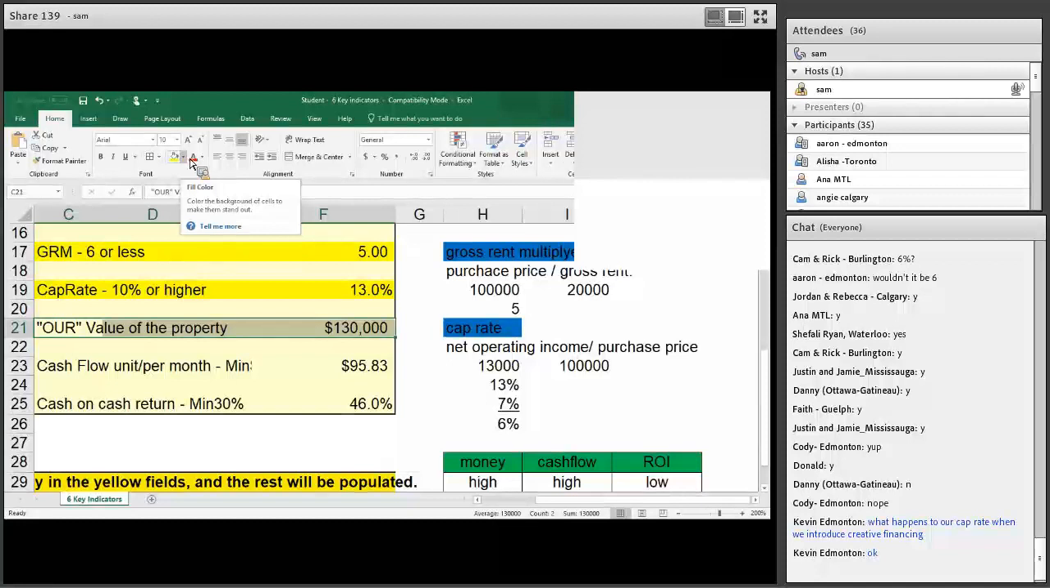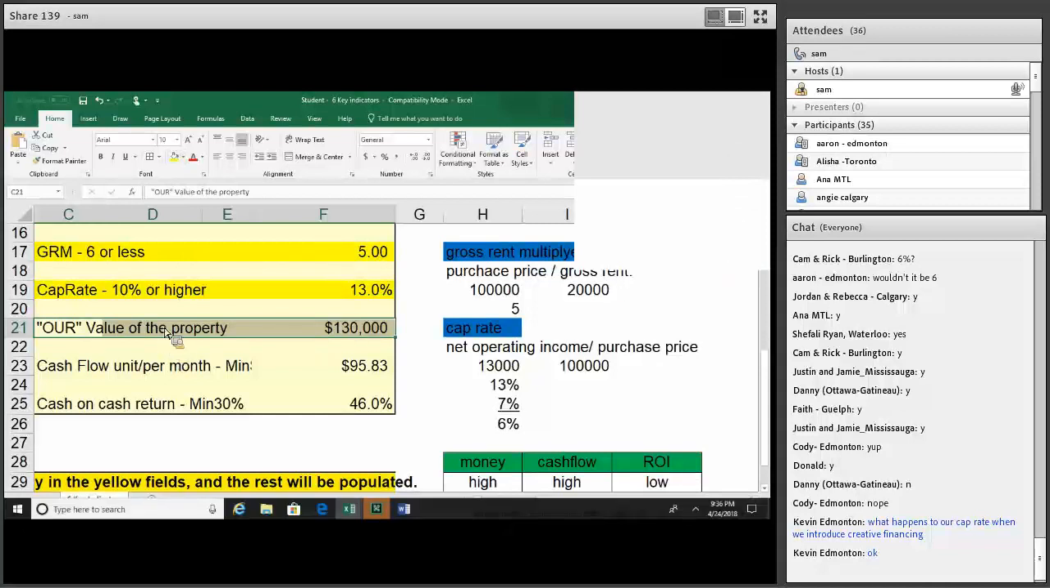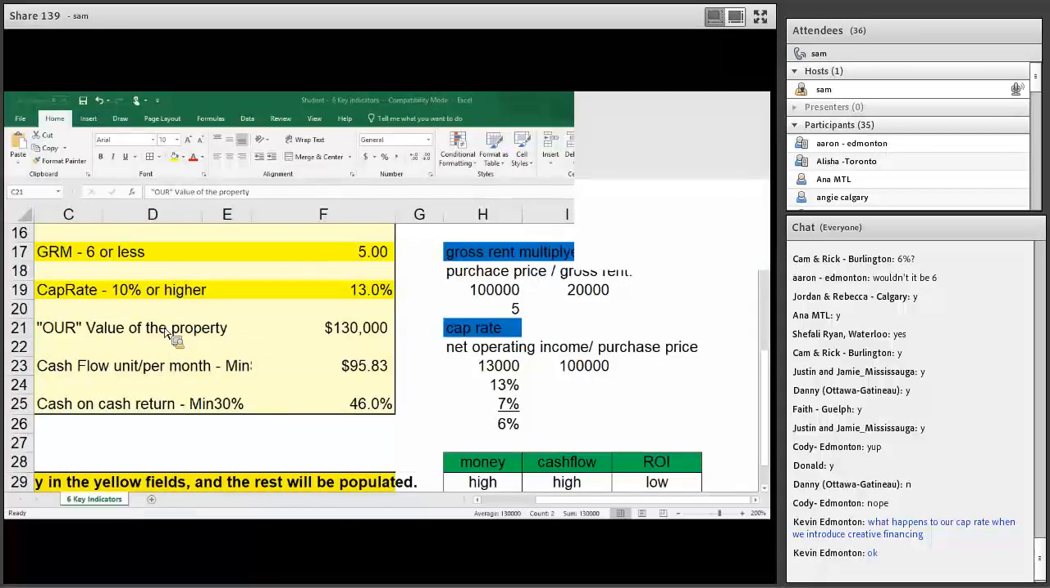Now, will it affect our cash flow per unit per month? Yes, it will, right? The creative financing, because the financing is obviously carrying the property, is going to take some of that gross dollars away. The net operating income will be affected by that. So net operating income is what gets affected by the creative financing, or any sort of financing, really.